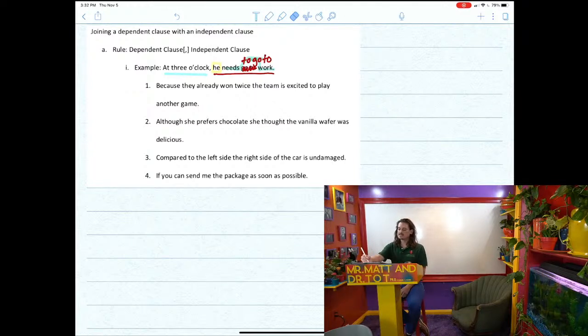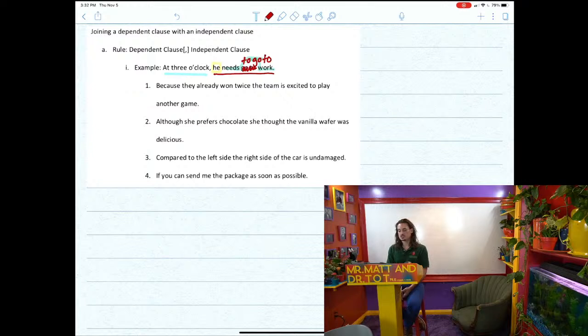Okay, so number one, because they already won twice, the team is excited to play another game. The addition of this word because makes the first clause, they already won twice, a clause that normally would be independent unto itself, but when you introduce it with the word because, it sets up a logical connection that you're implying between that clause and the one to follow. Because they already won twice, this is the cause of the effect of them being excited to play another game. So because they've already won twice, they want to play again, basically, and that conjunction because sets up that relationship.